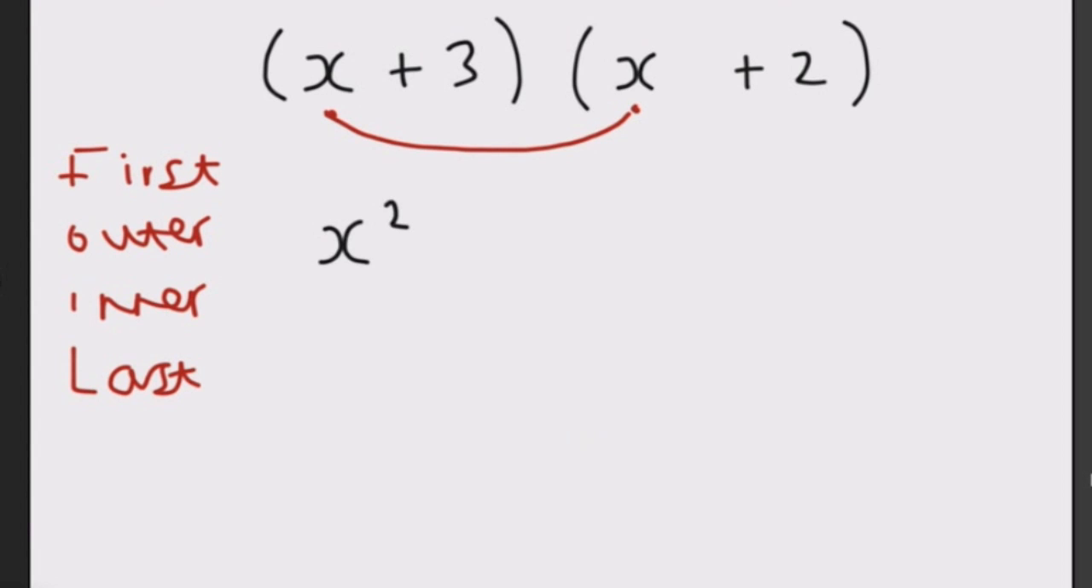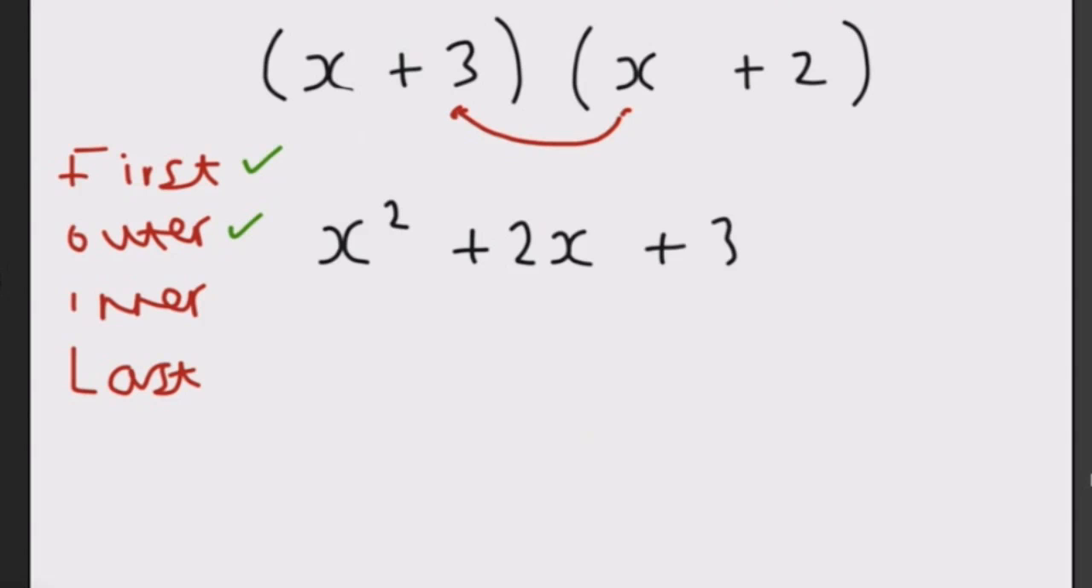Now we've done the first, so the next part now says the outer. So we're going to take the outside one here, which is x, and times it by the outside term over here, which is 2. So x times by 2 gives me plus 2x. So let's just get rid of these lines so it doesn't get confusing. So we've done the outer, we're now on to the inners. So the inners are this 3 here, the inside one, multiplied by the inside one here. So x times by 3 gives me plus 3x. Okay, so that's that one done.